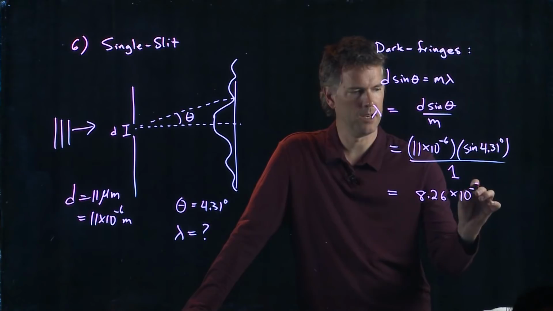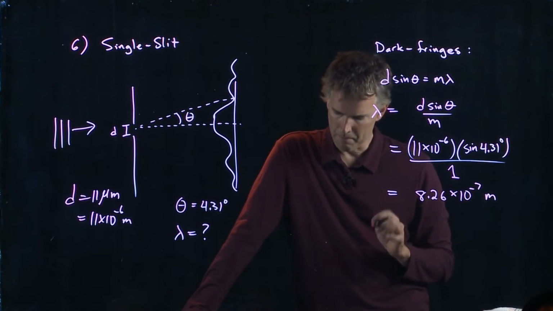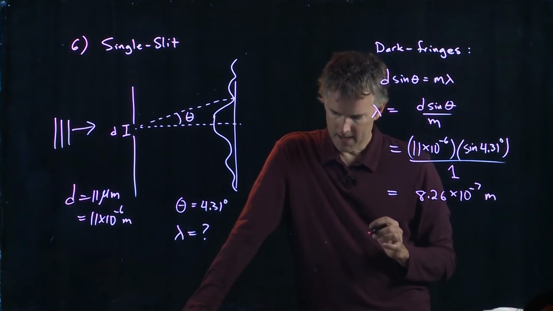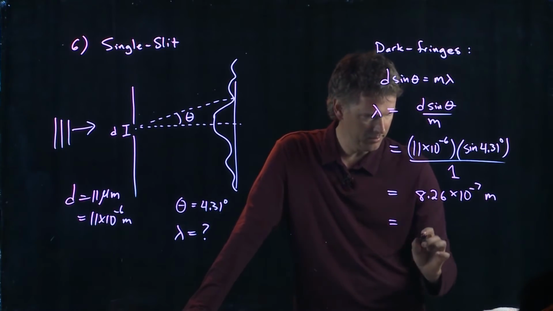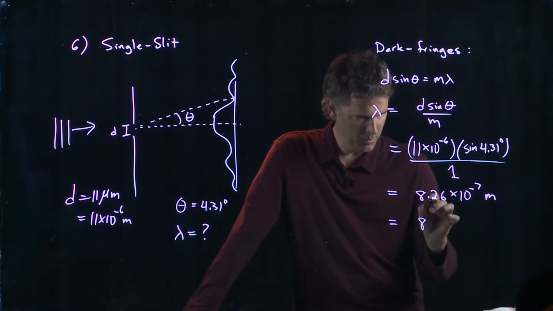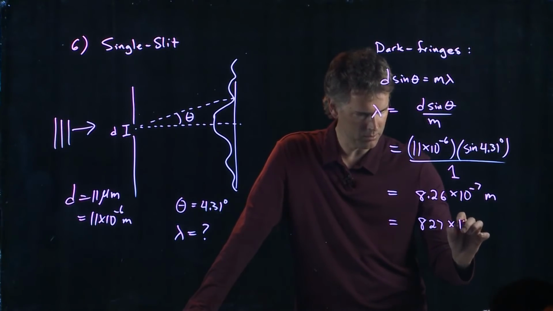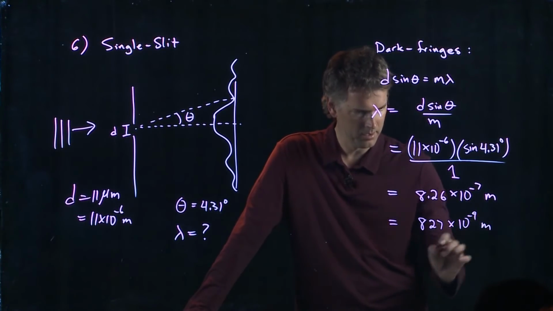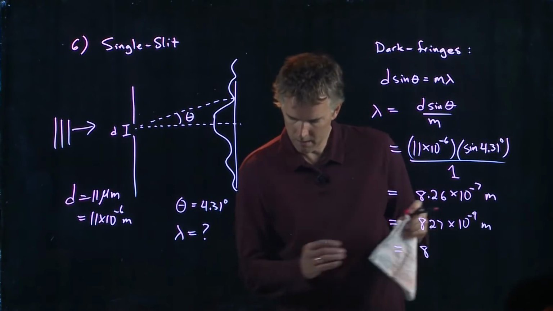8.26 times 10 to the negative 7, and the units are, of course, meters. And if we look at the answers, all the answers say nanometers, so we need to convert this to nanometers. If I move this over 2, then I have to subtract 2 from the exponent, and 10 to the minus 9 is a nanometer.